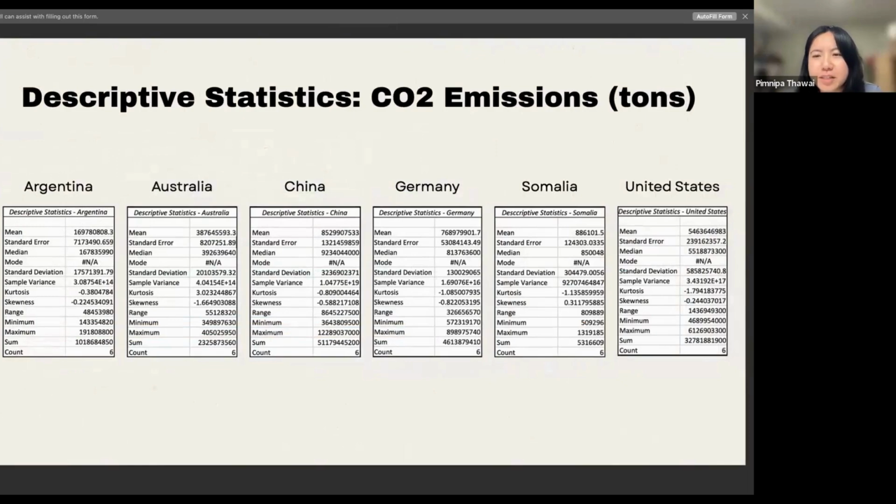For CO2 emissions from 2000 to 2024, China, the US, and Germany show the highest central tendency among the 6 countries. In contrast, Australia, Argentina, and Somalia fall into the lower emission group, with Somalia having the lowest mean at approximately 900,000 tons over the 24 year period.